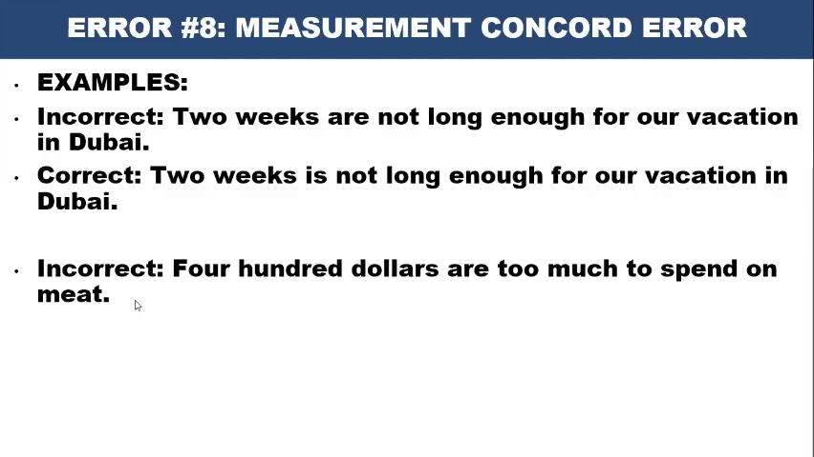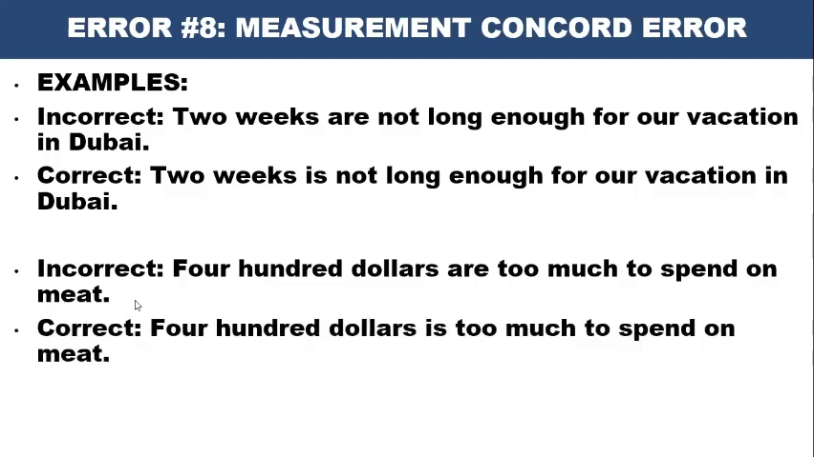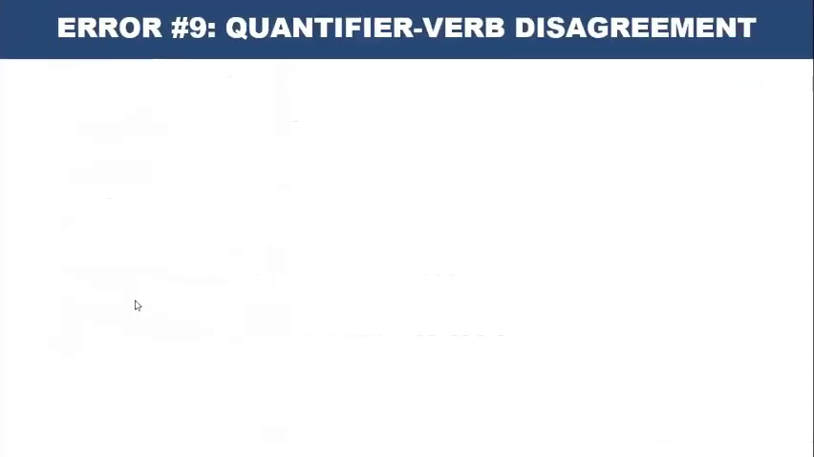$400 are too much to spend on meat. Well, this is incorrect because you should use the singular verb. $400 is too much to spend on meat.